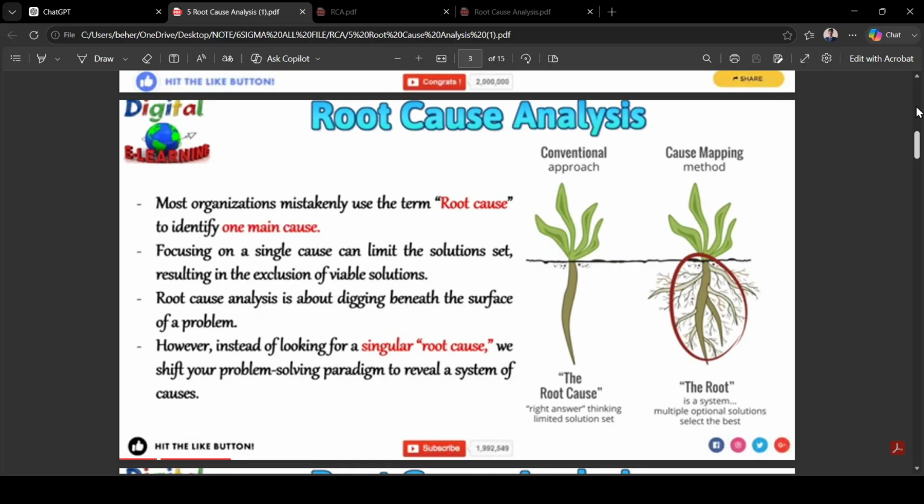Most organizations mistakenly use the term root cause to mean finding one main cause. Focusing on a single cause can limit the solution set, resulting in the exclusion of valuable solutions. Root cause analysis is about digging beneath the surface of a problem. However, instead of looking for a singular root cause, we shift our problem-solving paradigm to reveal a system of causes.